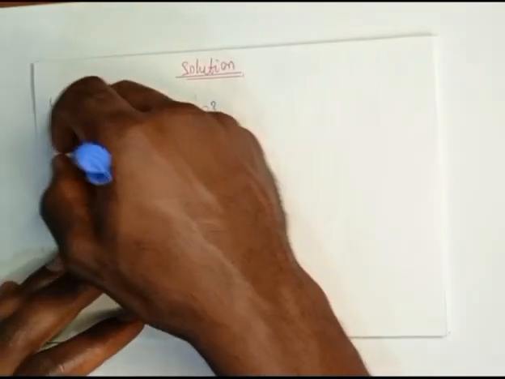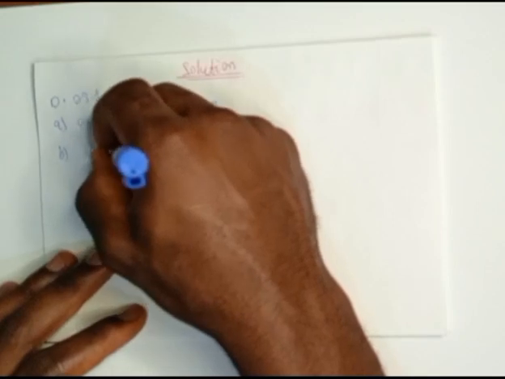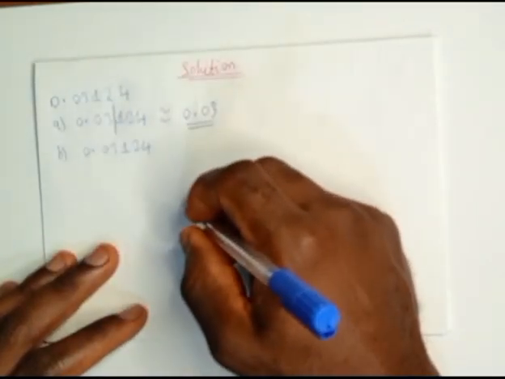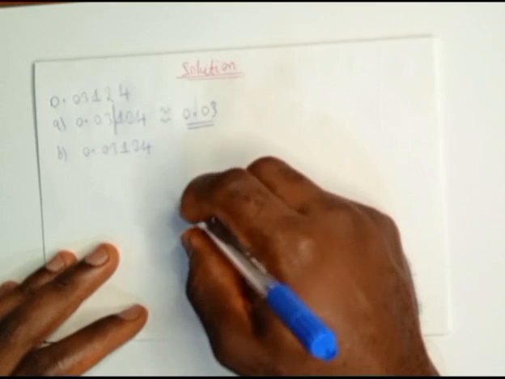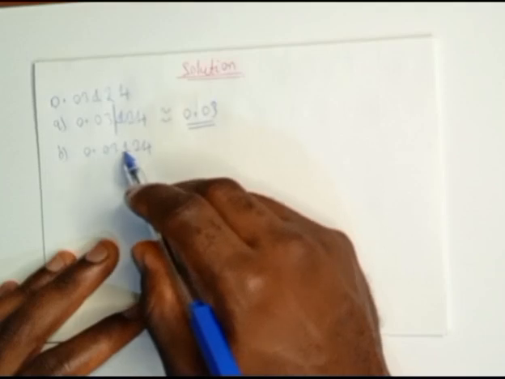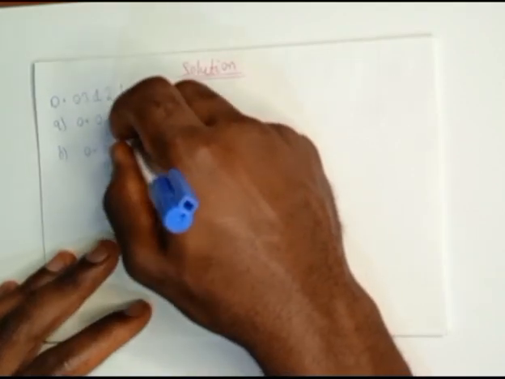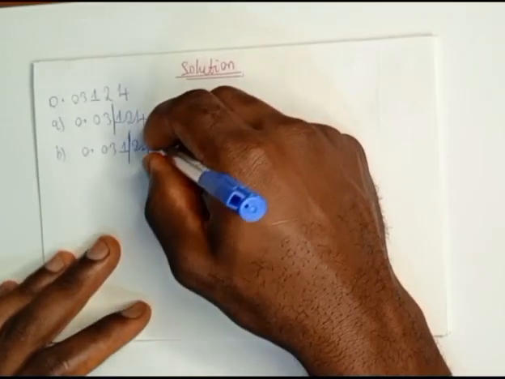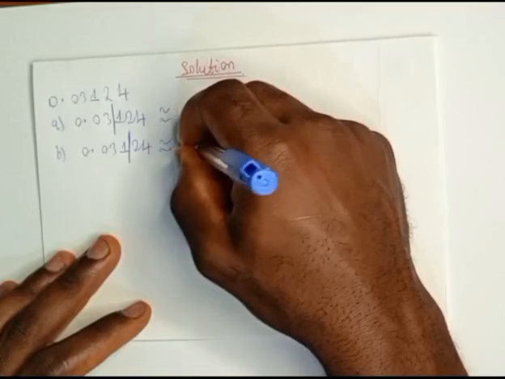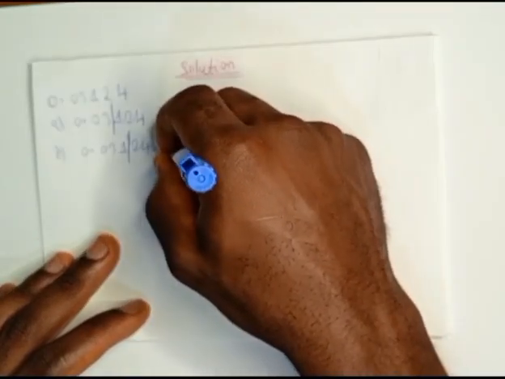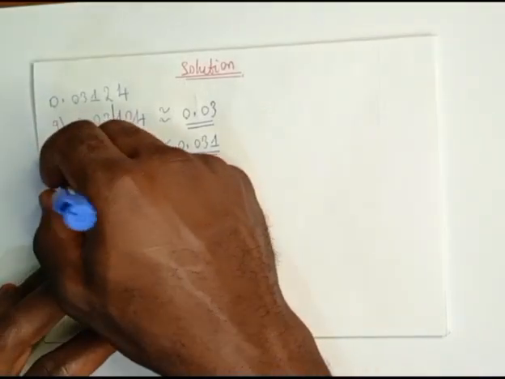For B, we have to express the number 0.03124 to 3 decimal places. We are going to start by counting the 3 decimal places. 1, 2, 3. We round off. 2 is less than 5. It is rounded down to 0. And this will be approximately 0.031 to 3 decimal places.